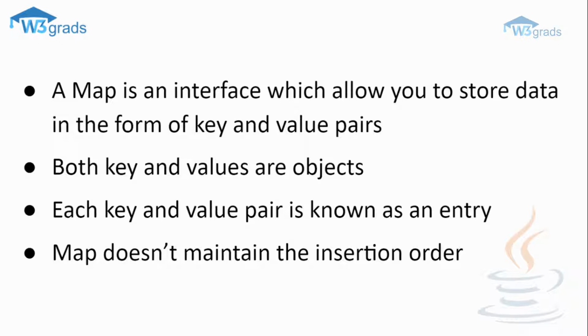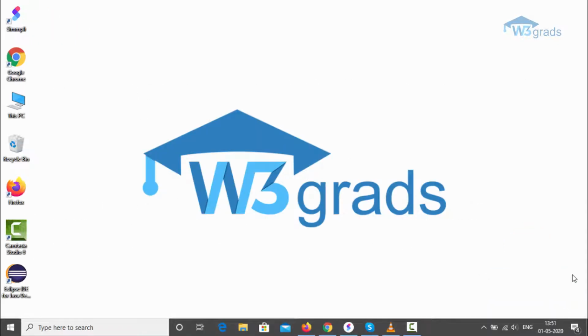Map doesn't allow duplicate keys, and neither does it maintain the insertion order, because each value is associated with a key, and the values can be accessed easily with the help of their corresponding keys. So, let us go ahead and see how we can iterate over each entry in a map.